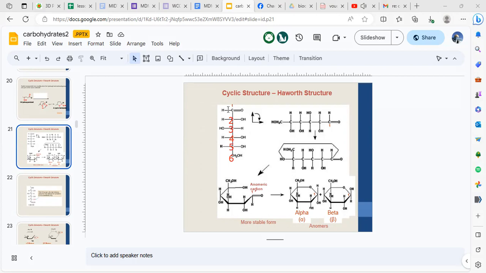So when I push it down, tilt it towards the right, so move it in the clockwise direction. So this will be carbon 1, this will be carbon 2. This will be carbon 3. This will be carbon 4. This will be carbon 5. This will be carbon 6.